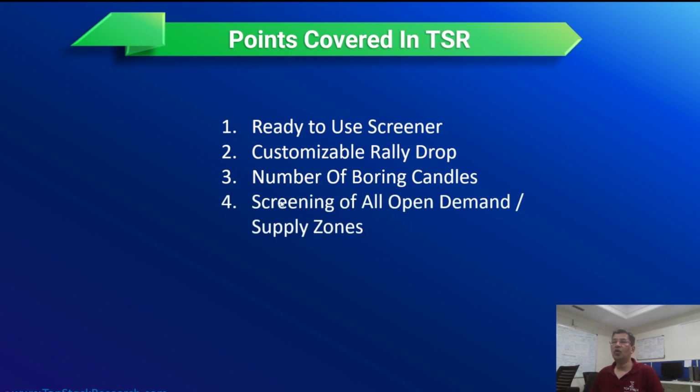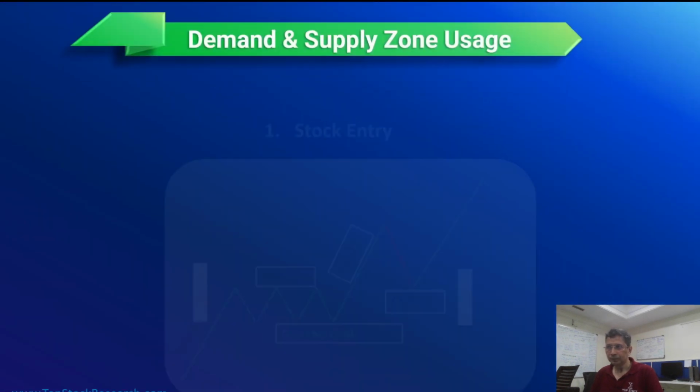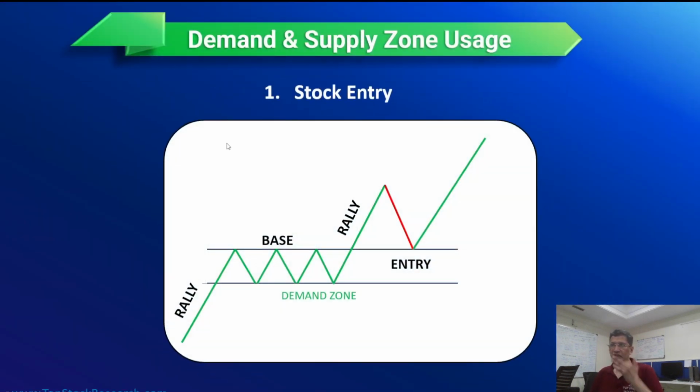Screener size, screening of all open demand and supply, as we have seen in the previous example. You will find some stocks which are as early as January or Feb, as we have seen in some of the examples. How to use this? Stock entry: rally, base, rally. So basically this is the rally, you have the base. Where should you make entry?